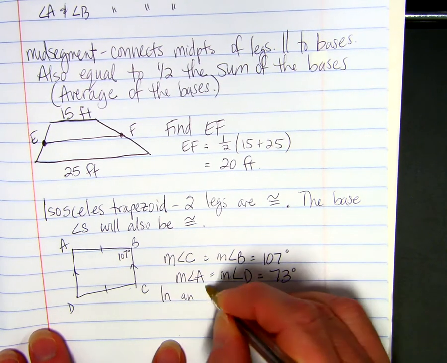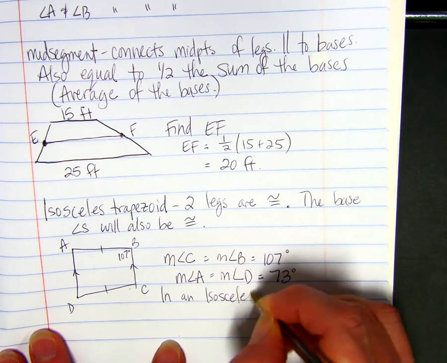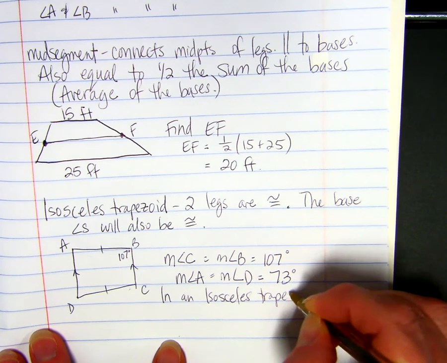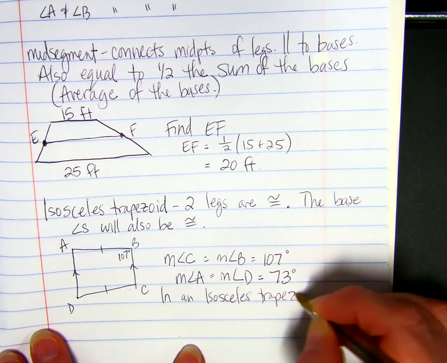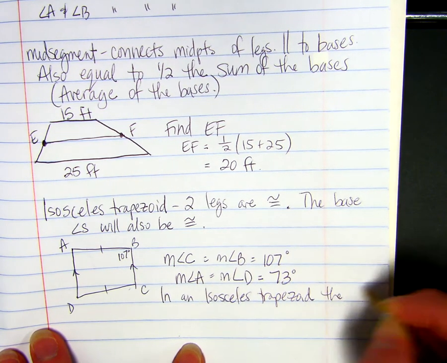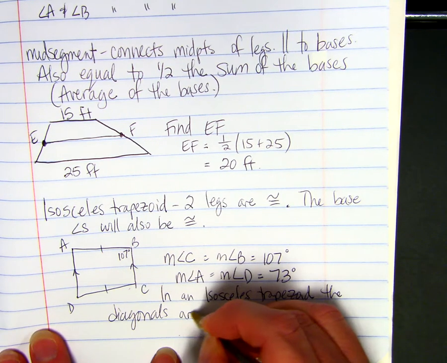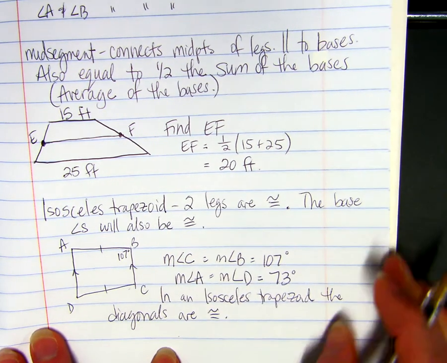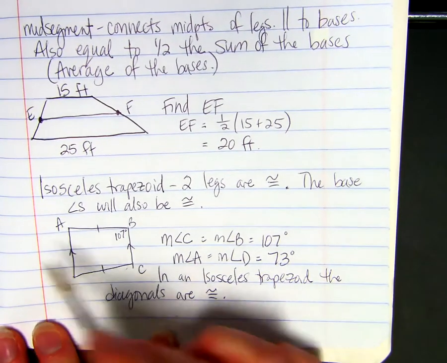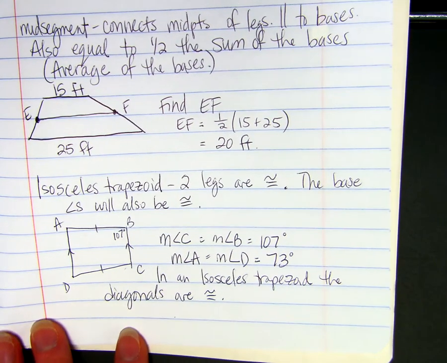In an isosceles trapezoid, the diagonals are congruent. So if we were to draw diagonals, they would be the same length.